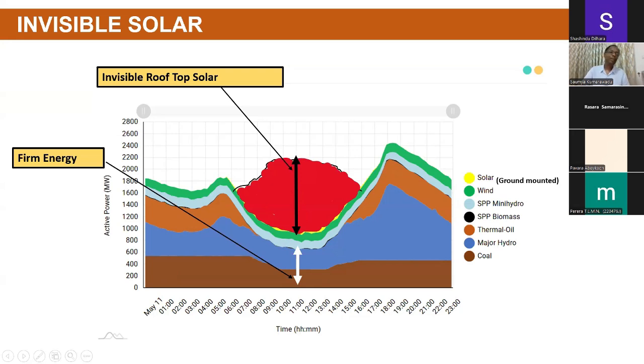Because of this invisible solar, and you can see others, the green colored ones are wind power, and the light blue colored are the mini hydros. The dark blue are the large hydropower plants, and also the coal power plant load has reduced, and a lot of other power plants have switched off. The share of firm energy, which supports inertia and primary regulation, and secondary regulation, is given only by this portion.